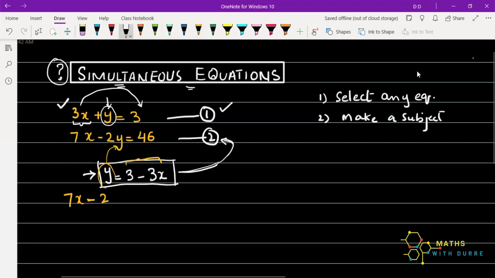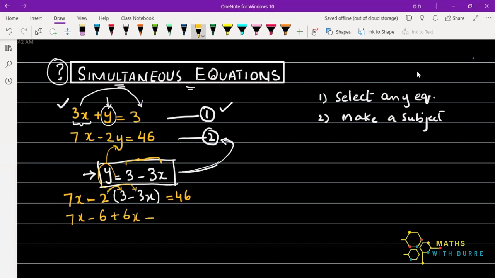So what will I do? 3 minus 3x is the value of y, and it equals 46. The rest I need to solve like a normal equation. 7x minus 2 times 3. Now I'm going to multiply it. 2 3s are 6. And now minus 2 into minus 3x gives plus 6x, equals 46.